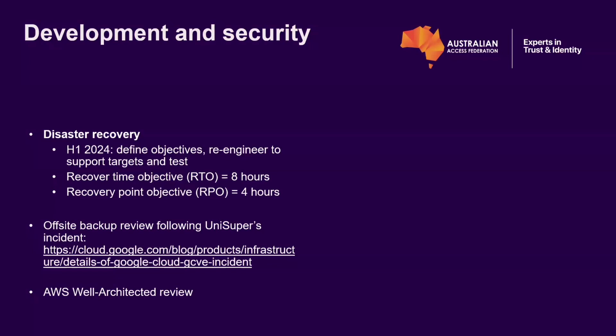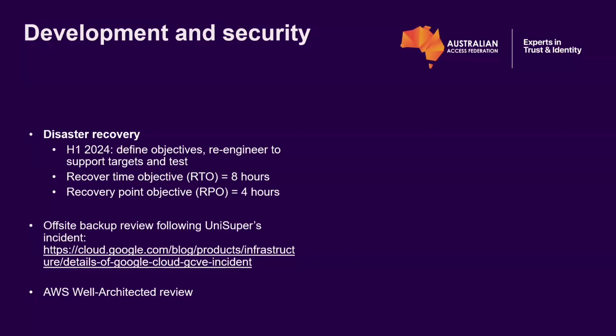We've also been reviewing our off-site backups following an incident with UniSuper. That's a major superannuation, or retirement fund, in Australia. And Google basically deleted their whole infrastructure one day, accidentally. It took them weeks to recover all of that back into Google space. It was a pretty messy event for those guys, and they lost a lot of reputation over that, as should have Google.